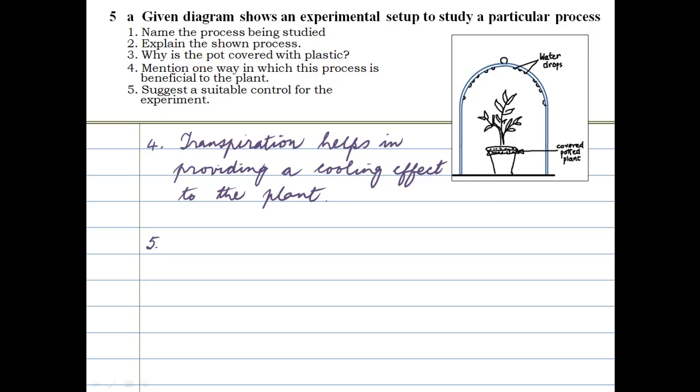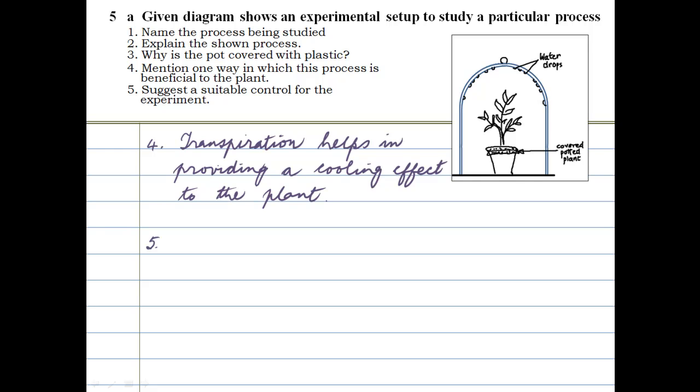Number 5. Suggest a suitable control for the experiment. Now, in order to know how to suggest a suitable control, you need to know what a control is. Basically, a control, if you remember, is an experimental setup where you have all other conditions the same as your experimental setup, except that whatever it is that you're testing, that one object should be absent. So if you're testing to see that sunlight is required for photosynthesis, in your experimental setup, of course, you'll block off the sunlight. So your control will be where you won't block off the sunlight. So you're using it to compare.